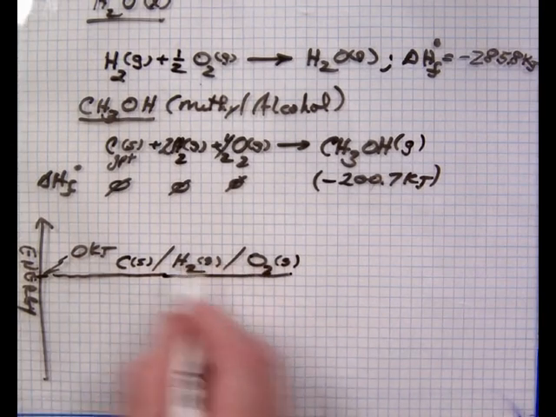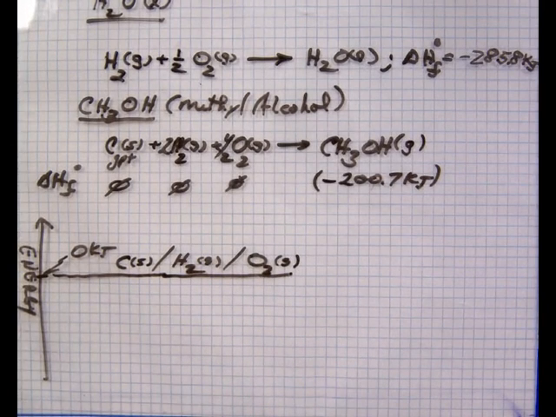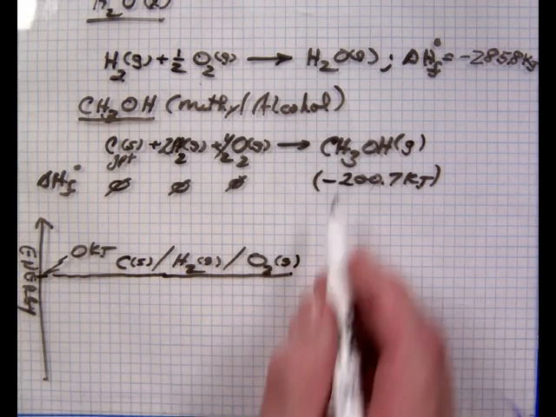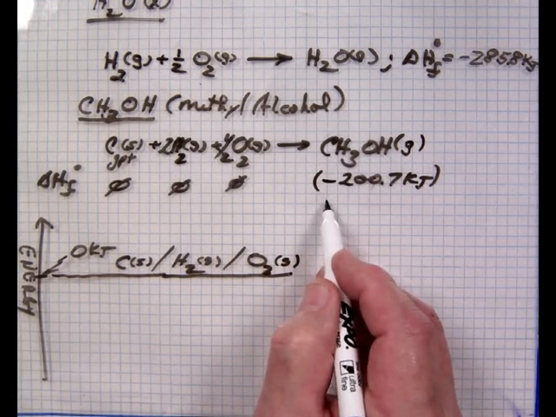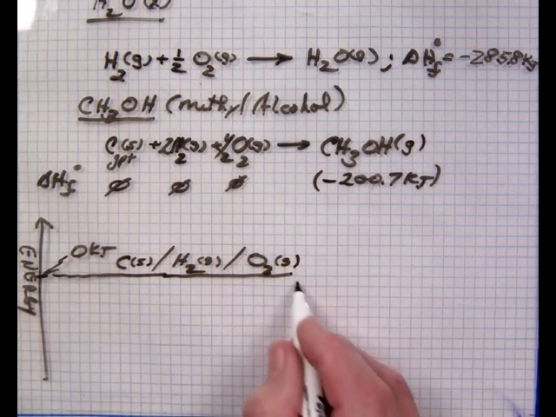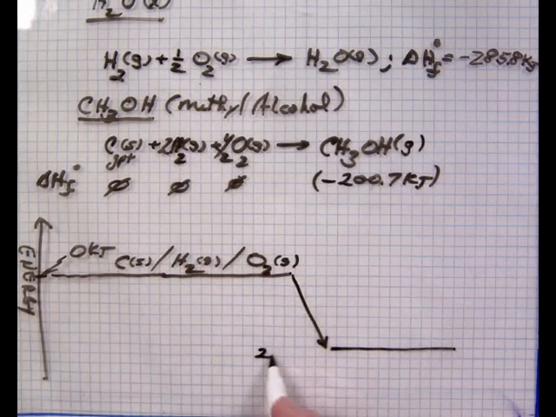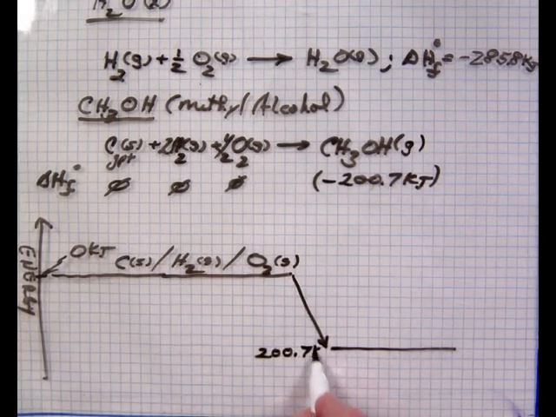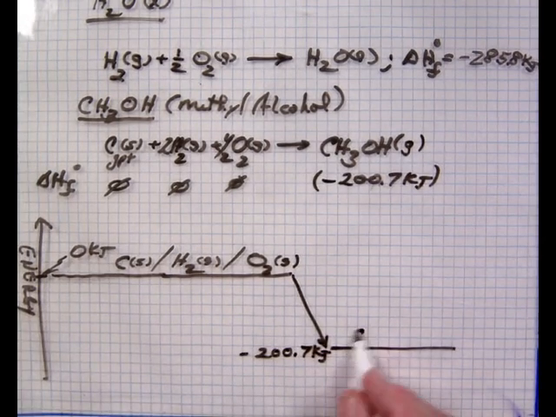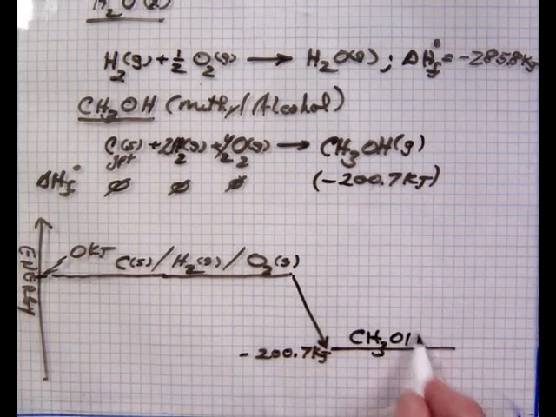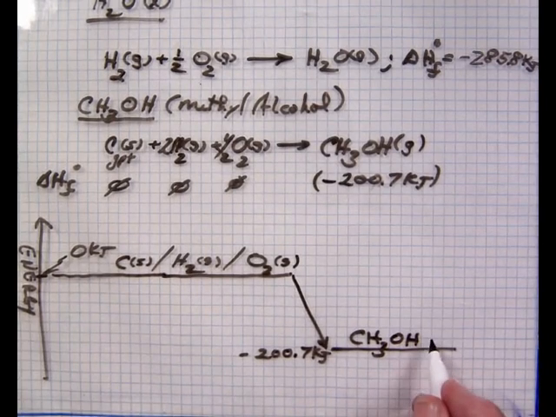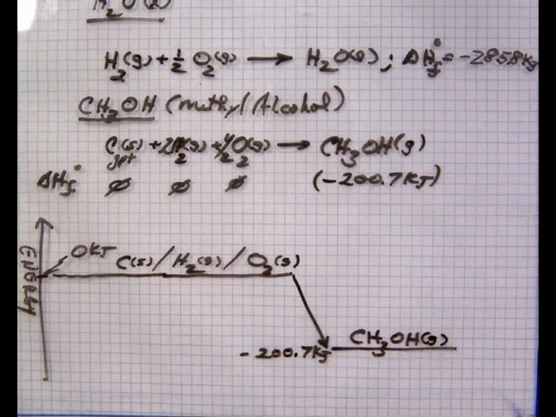And I'm not going to write coefficients for this. That's just what they are. They are all zeros. Then you make the compound. Well, it's negative here, so we will drop down to, say, 200.7 kilojoules negative, and that is for the methanol. So essentially that's what it means.